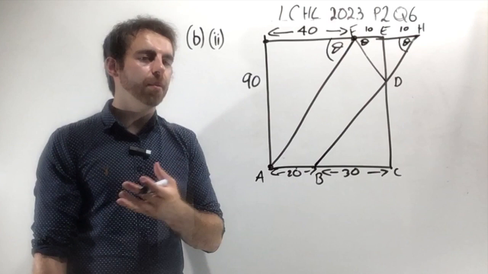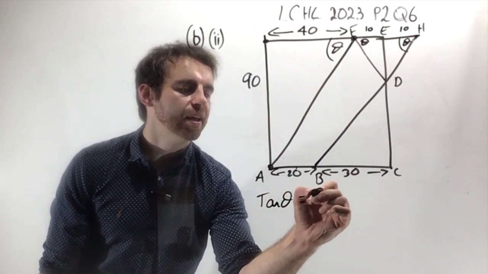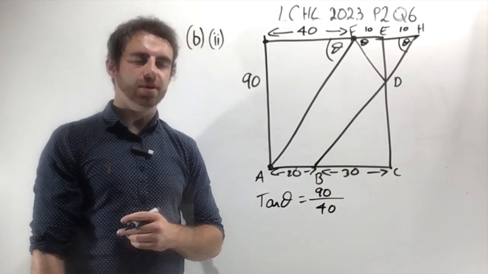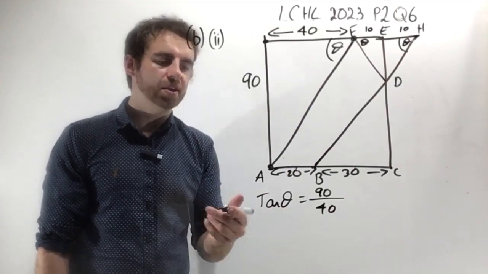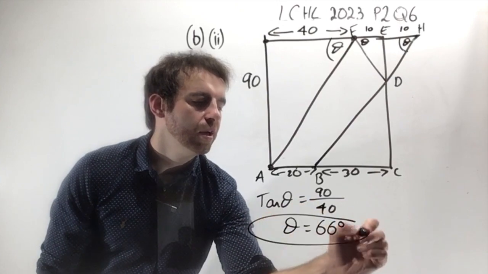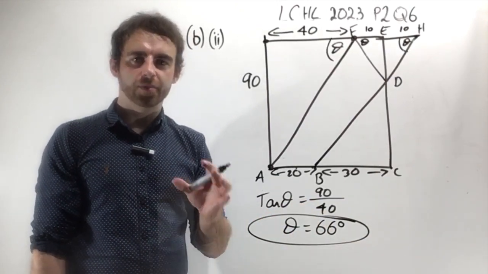Remember, if you're dealing with opposite and adjacent, you can just use tan. I can say that the tan of theta is equal to the opposite, which is 90, over the adjacent, which is 40. And to get theta on its own, you just get tan inverse of 90 over 40. And if you plug that into your calculator to the nearest degree, your answer works out as 66 degrees. So that's your final answer for part 2 here.